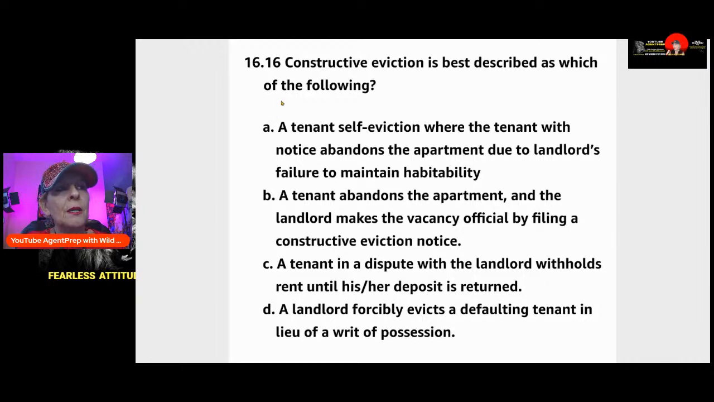All right, number 16, constructive eviction. What is constructive eviction? There's different types of evictions, right? Is best described as which of the following? A, a tenant self-eviction, where the tenant with notice abandons the apartment due to landlord's failure to maintain habitability. What is habitability? Abandon. Self-eviction. B, a tenant abandons the apartment and the landlord makes the vacancy official by filing a constructive eviction notice. C, a tenant is in a dispute with the landlord, withholds rent until his or her deposit is returned. Or D, a landlord forcibly evicts a defaulting tenant in lieu of a writ of possession. So type your answer in the chat, including the question number and the letter answer.